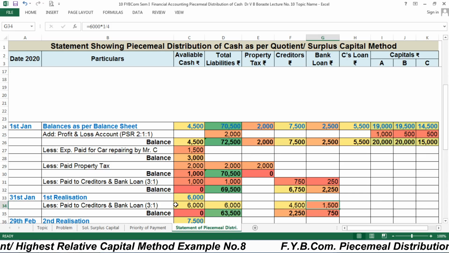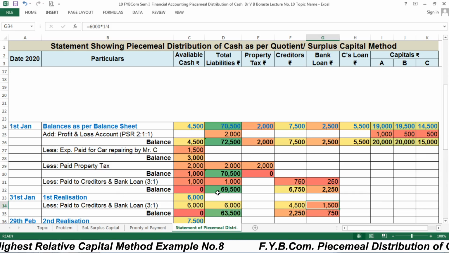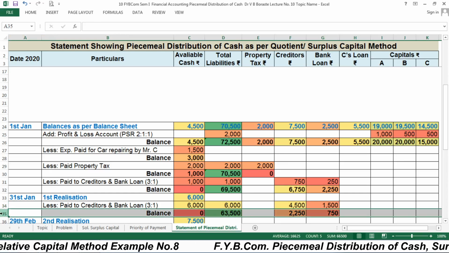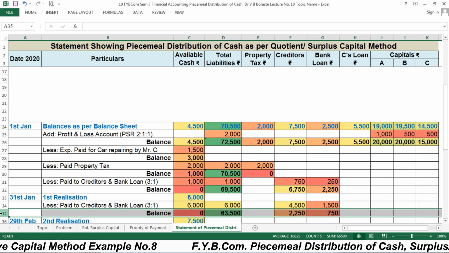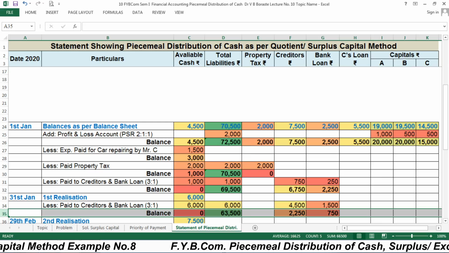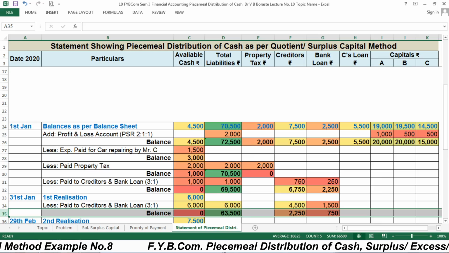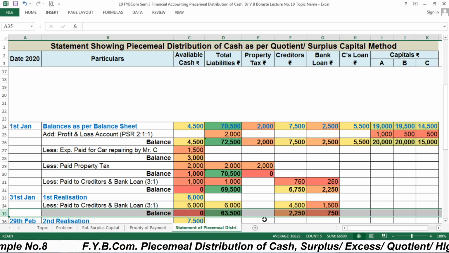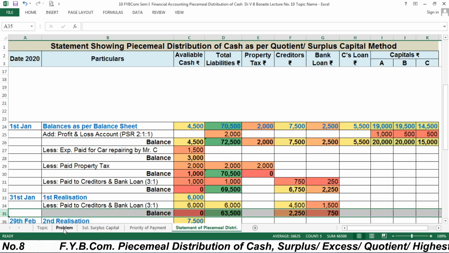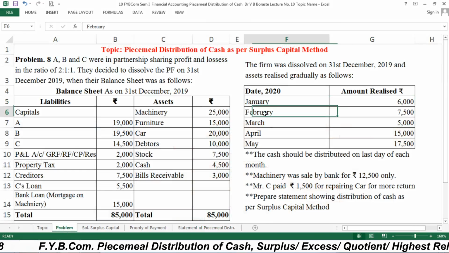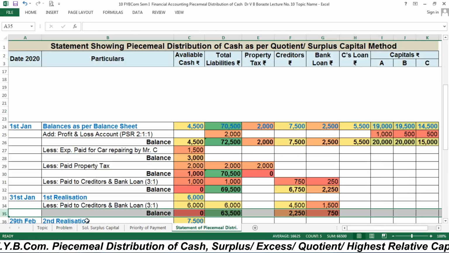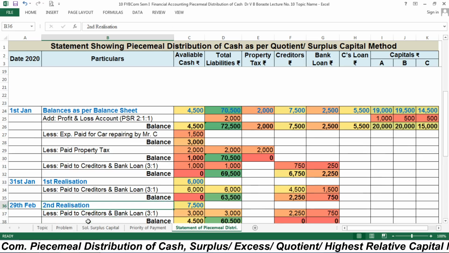After the payment of the first realization, total amount 6,000 to creditors and bank loan, we still have a cash balance of 0 and total liability is 63,500. We still have to pay 2,250 to creditors and 750 to bank loan. Now we have to call the second realization. The second realization is in February, that is 7,500.